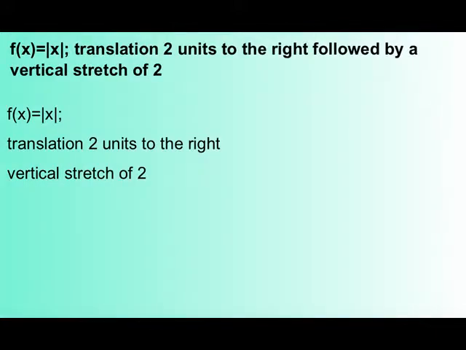Next one. Function f of x equals the absolute value of x. Translate 2 units to the right followed by a vertical stretch of 2. Okay, 2 units to the right. Well, in order to do that, it's normally x, but then the opposite of it. So 2 to the right. So we're going to plug it in to our absolute value. So where it says the absolute value of x, we're going to put in x plus 2.